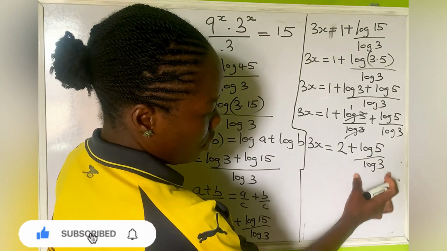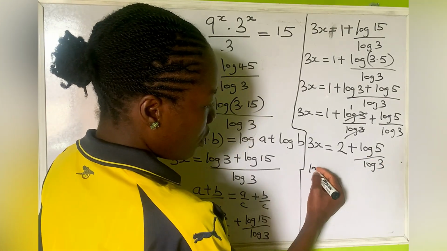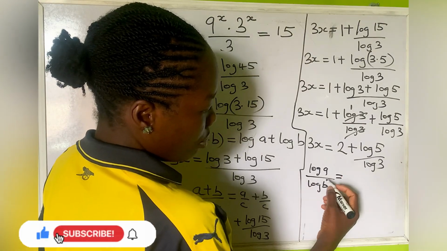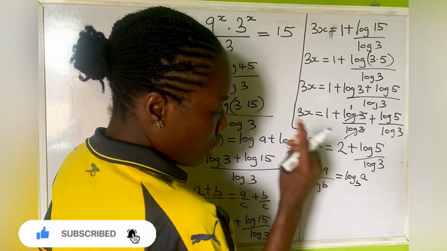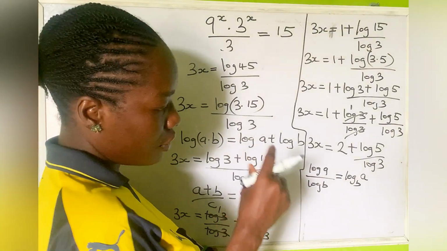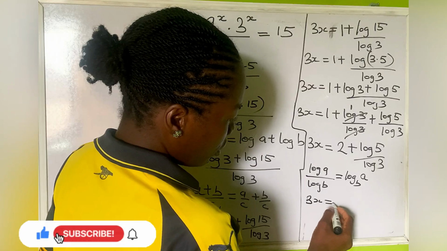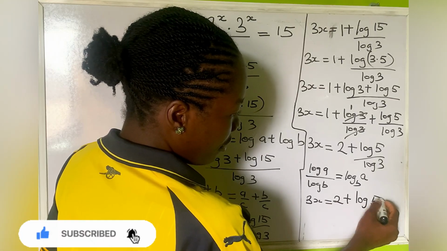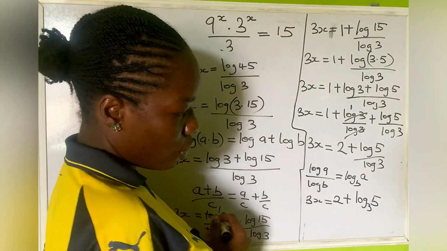So the next step now is to do what we call a change of base in the logarithm rule. So when you have log A over log B, to change the base of this, you can write it as log A base B. So the denominator always becomes the base of the equation. So now this is 3x is equal to 2 plus log 5, correct, base 3. You're right, right?